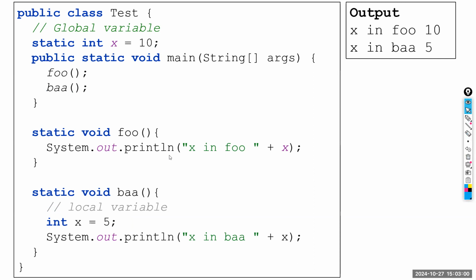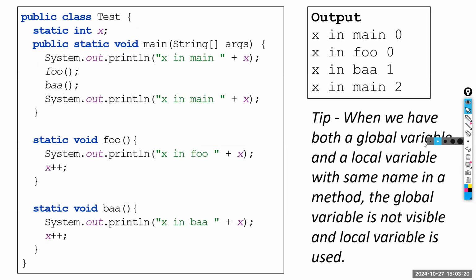Best practice is don't do that. Just use a different name. But if by any chance you have a local variable with the same name, then when you refer to that variable name, you are always referring to the local variable, not the global variable. That is a tricky scenario. Usually examiners are interested in tricky scenarios.